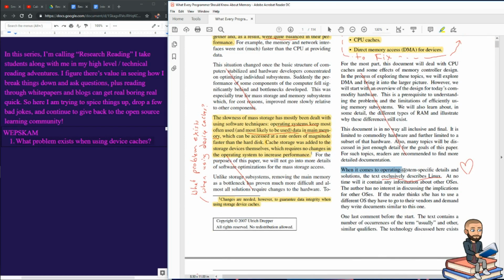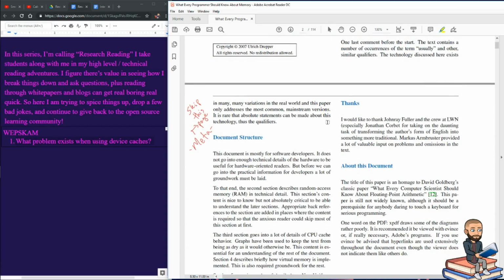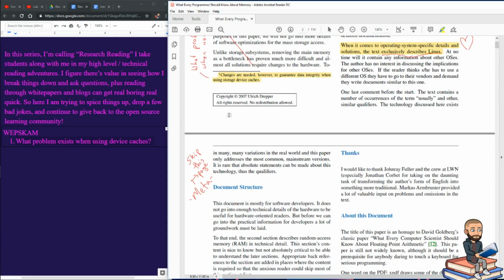Just know that when it comes to operating systems, specific details and solutions in this particular text will be exclusively Linux. And I don't know how many of you love Linux as much as I do, so I'm happy to read that news. And it's not surprising if this is a Red Hat thing.